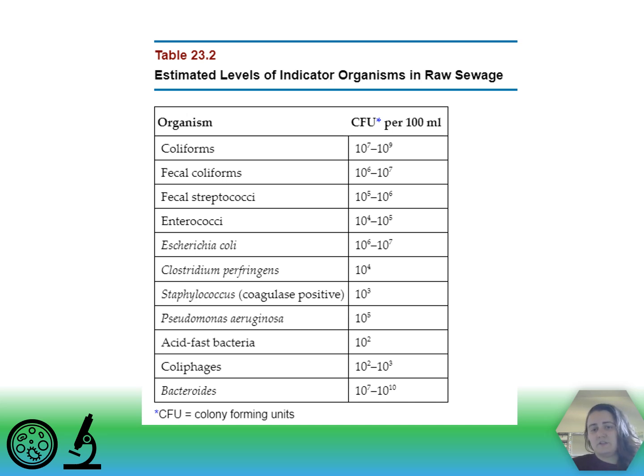And this is just, unfortunately, a very disgusting table that tells you how much of an indicator organism is in raw sewage. For example, here we see coliforms have anywhere in the range of 10 to the 7th or 10 to the 8th CFU per 100 milliliters. That is a very, very high amount for a very, very small volume. You can read through this and see some of the other things that are unfortunately in raw sewage.